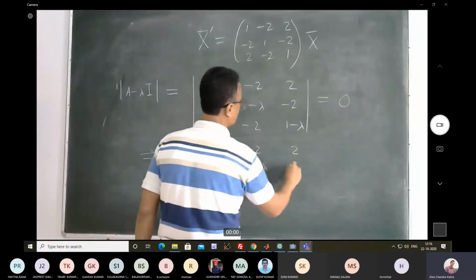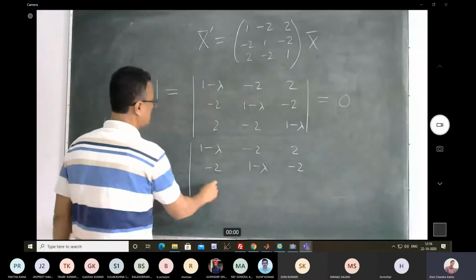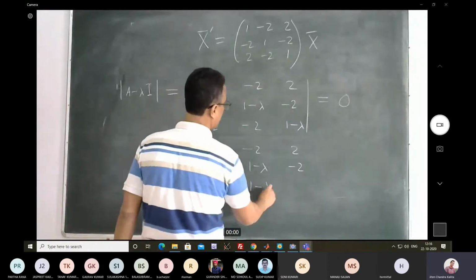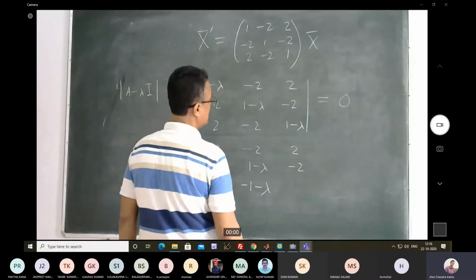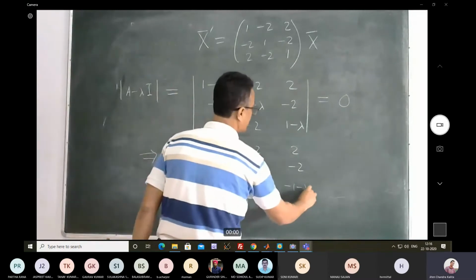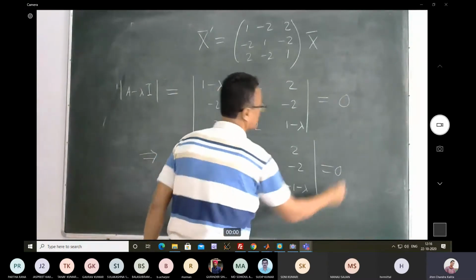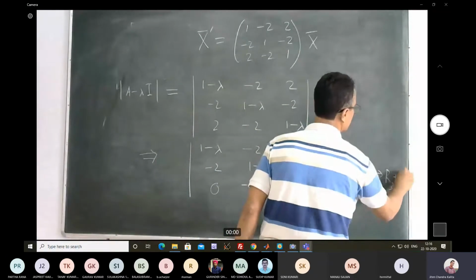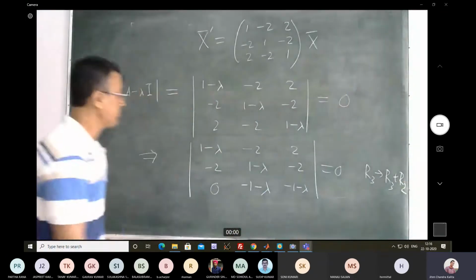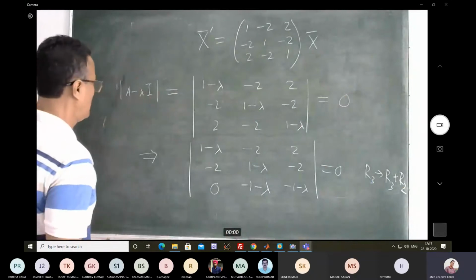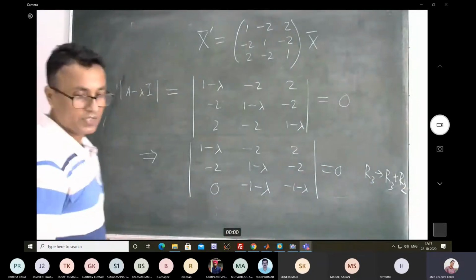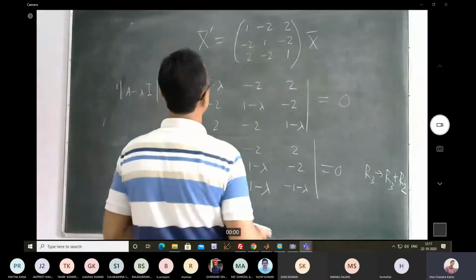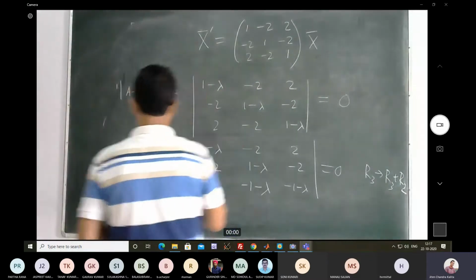So the third row becomes 0, -1 minus λ, -1 minus λ. Are you getting my point? Here what I have done is R3 is simply R3 plus R2. Is it okay with everybody? Fine.